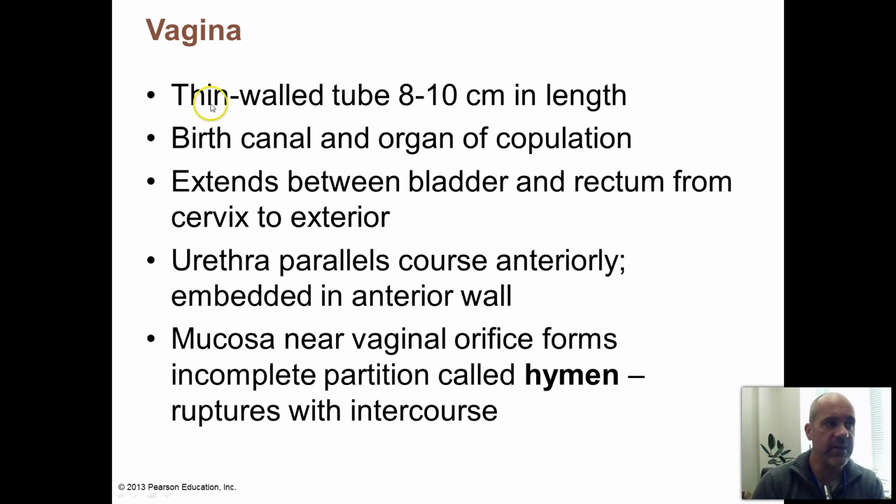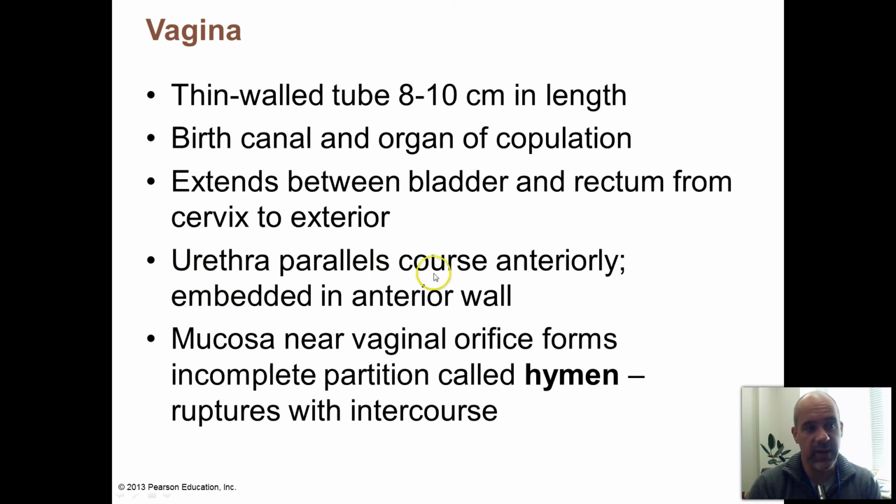Okay, the vagina is a thinner walled tube. It is muscular, but it's not as thick and muscular as the uterus, usually about 8 to 10 centimeters in length. And this can also be called the birth canal, and it's also the organ of copulation. And we've already taken a look at how it's positioned between the bladder and the rectum when we were looking at the cross-section of the female reproductive anatomy.